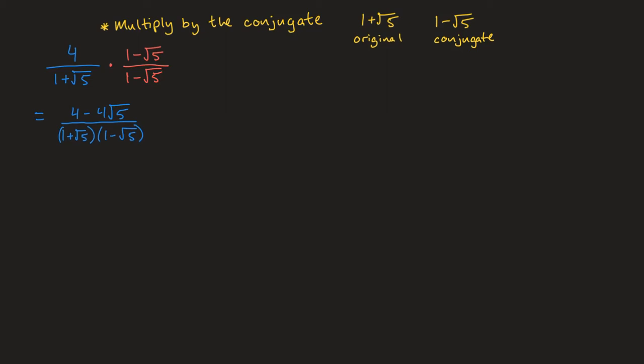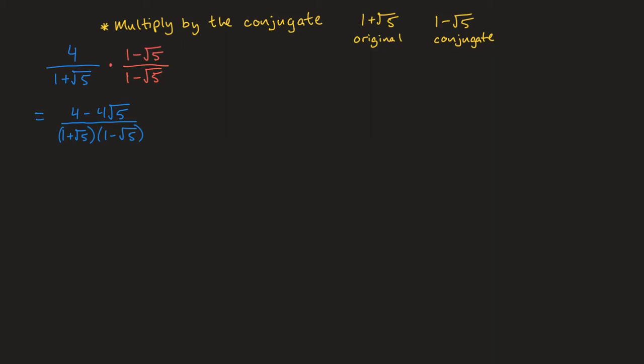Now I want you to look at the denominator. Does the denominator look a little bit familiar to you? Does it look like a difference of squares, or really does it look like the factored form of a difference of squares? We have these same two terms in each binomial, but there's a plus sign in between the terms in the first binomial and a minus sign in between the terms of the second binomial. This is definitely the factored form of a difference of squares.